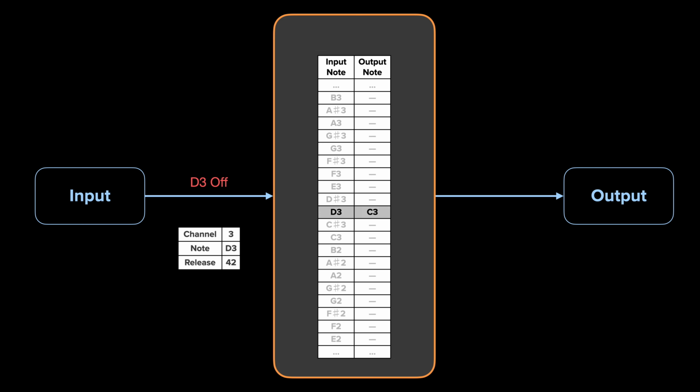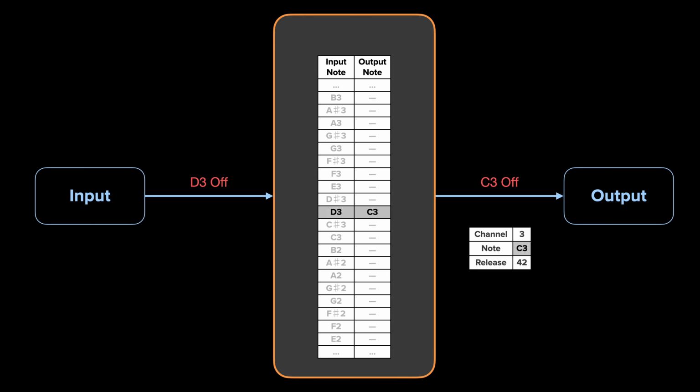Note-off messages at the input are handled in the same way as note-update messages, with one additional step. Harmonize looks up the output note in the table, replaces the note number in the message, retaining other information, such as channel number and release velocity, and sends the message on. Finally, Harmonize records that the input note is no longer active.